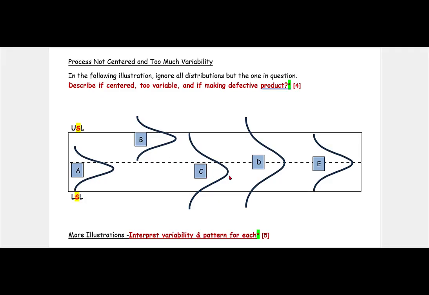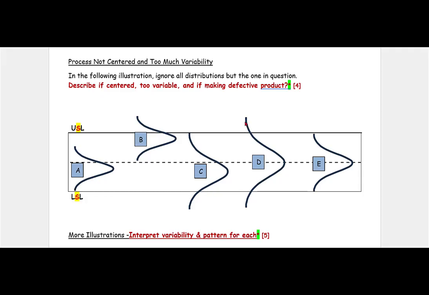C, is it centered? No, this should be here. Is the variability too great? The distance from here to here is greater than the distance from here to here, so there is too much variability. Is it making defective product? Not here, but definitely down here because the tail goes beyond the lower engineering specification limit.